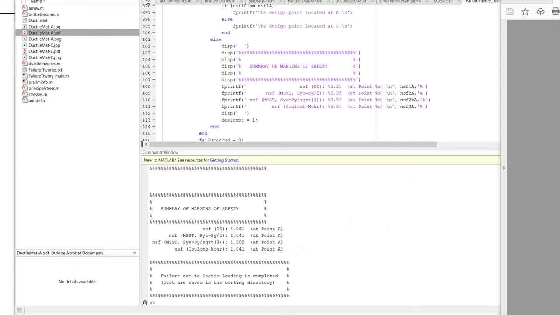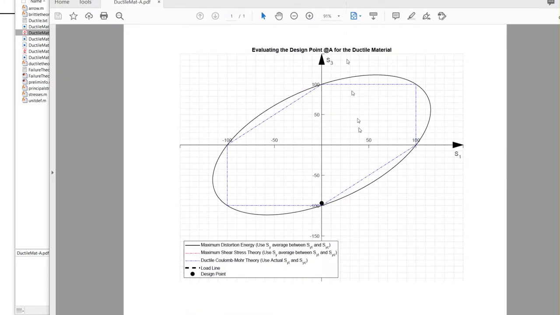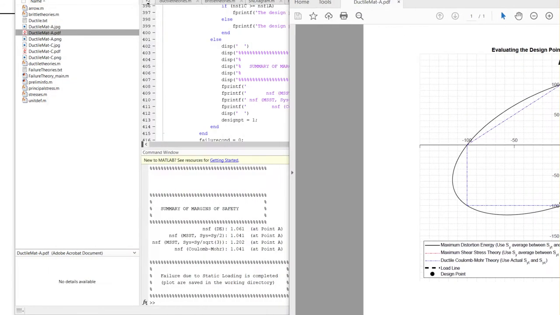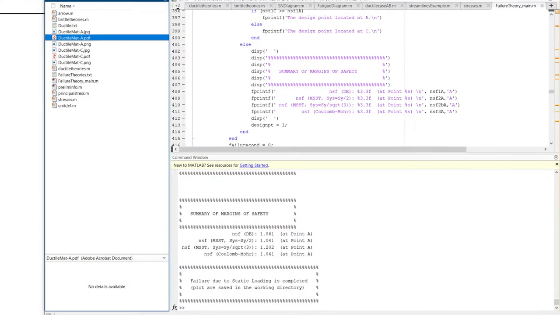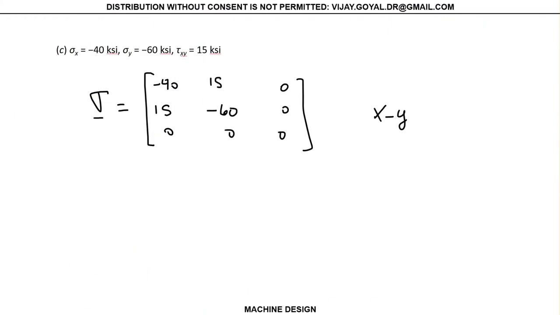When you say this is all equal to 1, what you're basically saying is that you have reached the onset of failure, but you're not there yet. You still have a little bit of cushion. Then let's go ahead and run the very last case.